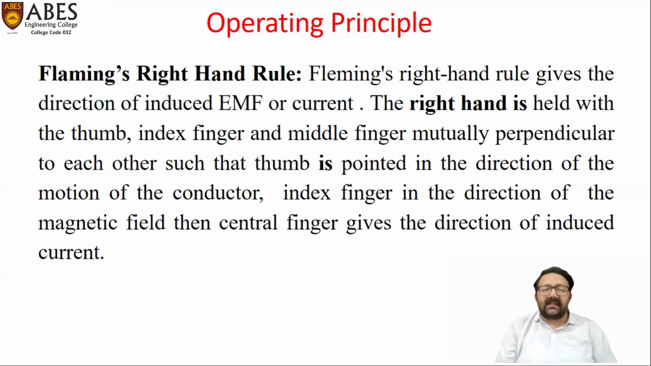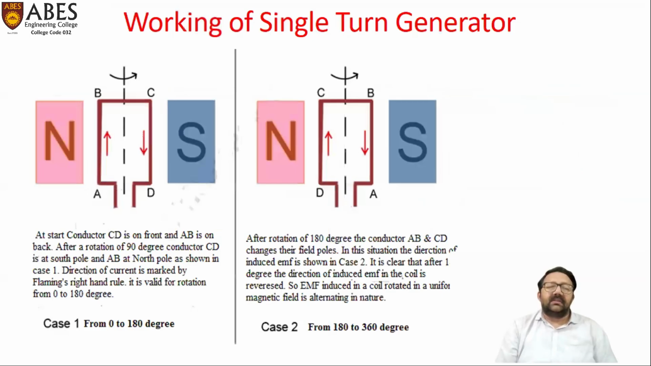For better understanding, let's discuss the working of a single turn generator, in which we assume a single coil is being rotated in a uniform magnetic field. This is the setup in which we are going to discuss the working of a generator. Here we have a single coil in which two conductors are used. One conductor is conductor AB and the other one is conductor CD.